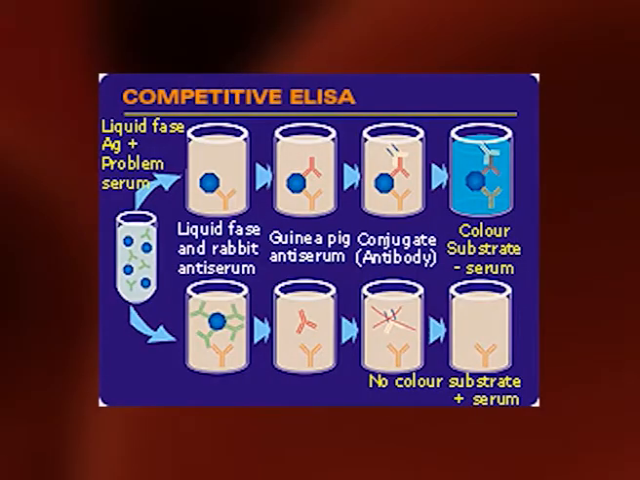The third type of ELISA is competitive ELISA. This test is used to measure the concentration of an antigen in a sample.